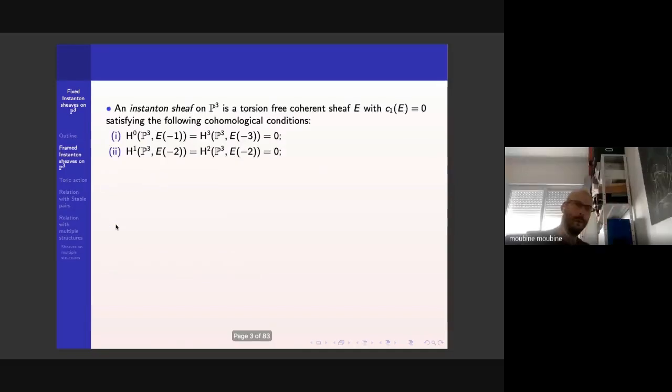Okay, so an instanton sheaf on P3 is a torsion-free coherent sheaf E with first Chern class 0 and satisfying the following cohomological conditions. So actually, instanton bundles originated in quantum field theory. The first solution is due to Belavin, Polyakov, Schwartz, and Tyupkin, where they were studying the classical solutions to the equations of motion of some field theories. Then they were built as self-dual connections of principal bundles.